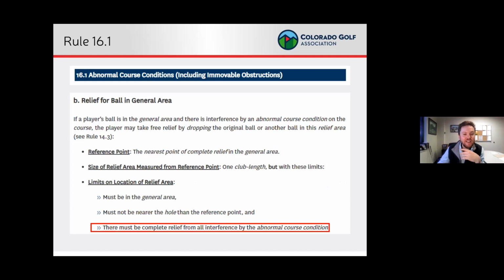So going back to that, again, these mirror each other. There must be complete relief from all interference by the abnormal course condition. So there must be complete relief from all interference for your lie of the ball, stance, and area of intended swing. It says that for the relief area. In the nearest point of complete relief, we don't go back into it, but it says in there it's the nearest point where there is no interference, or where the spot of the ball would lie, where there is no interference from the obstruction in question. So they mirror each other in different ways. They're not worded the same, but when we take it apart like we did, we see that both the reference point and the relief area must avoid interference from the obstruction in question. A roundabout way to look at it, but it's there.